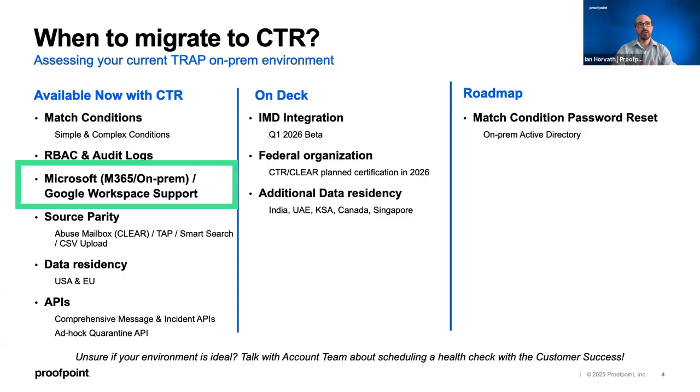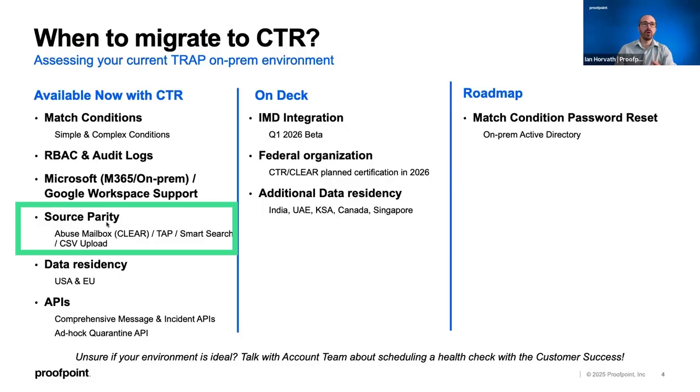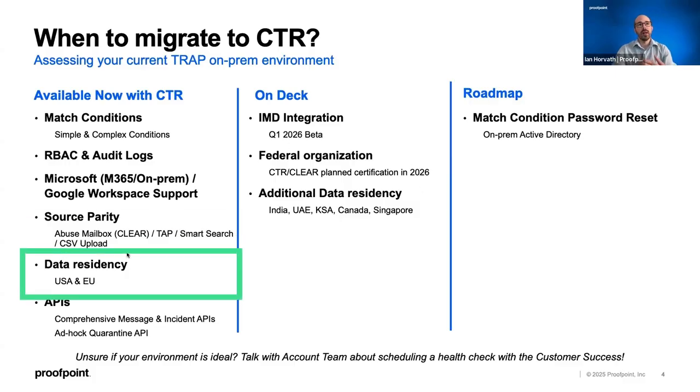Microsoft and Google support is also available on Cloud Threat Response. There are definitely enhanced benefits for M365 customers with different quarantine modes, which is a big differentiator for customers who are facing throttling and other errors like that in their TRAP on-prem environments. There's source parity for all the other sources: abuse mailbox, the CLEAR integration, the TAP integration, smart search, and CSV uploads. An additional benefit is data residency in the US and EU, with full data residency through the entire CLEAR pipeline so that your data is processed in region wherever you're at.